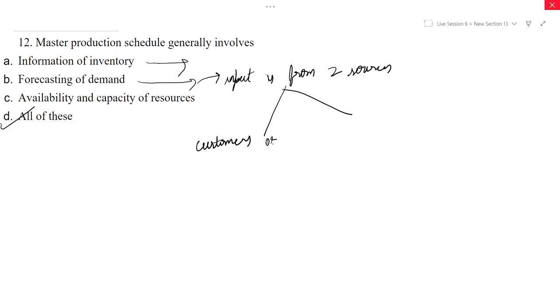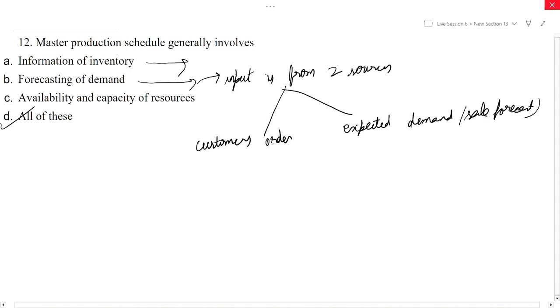Customer's order, another is the expected demand. Sales forecast, we can say this. This is the forecasting of demand. So based on these two inputs, the quantity of items will be produced so that demand in future can be satisfied for the master production schedule. Now whatever items are to be produced will be dictating the kind of input material to be used.